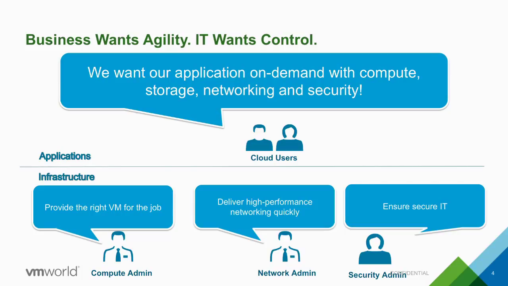Now down at the bottom you have your infrastructure people: your compute admin, your network admin, and your security admin, and they have different goals. All these people can achieve what they need with this joint solution. Your network admins can make sure they provide the right network connectivity. Your security admins make sure of the right firewalling. And obviously, the compute admins deliver the right virtual machine to the user, whether it's a Linux or a Windows machine or something like that.